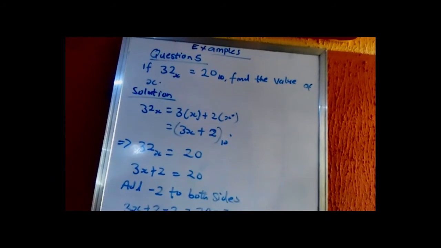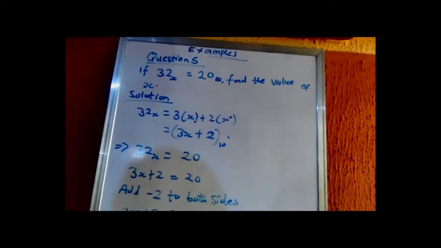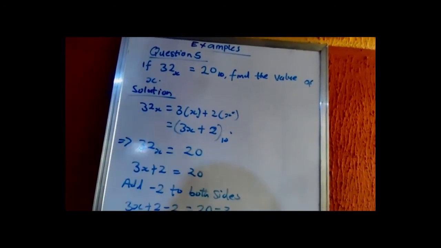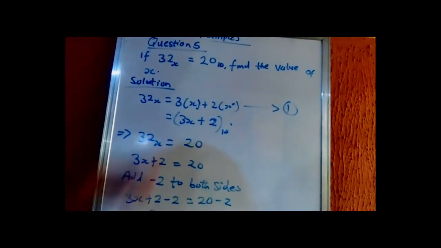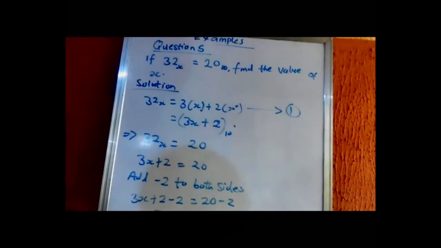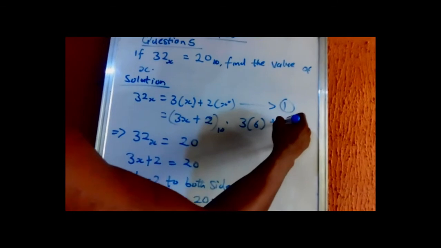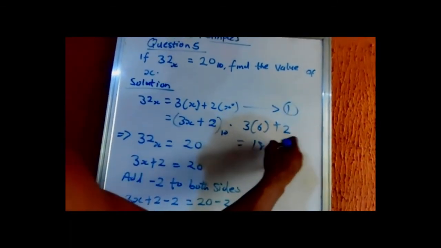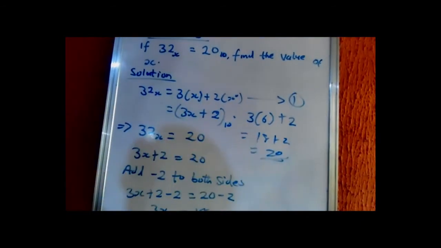If I'm to do my checking, I'm going to replace x wherever I see x in this equation. Let's say this is equation 1. In equation 1, if I replace x, I'm supposed to get 20. Let's try that. This becomes 3 into 6 plus 2. 6 times 3 is 18, plus 2 equals 20. So we have the right answer to be 6, which means x is in base 6.